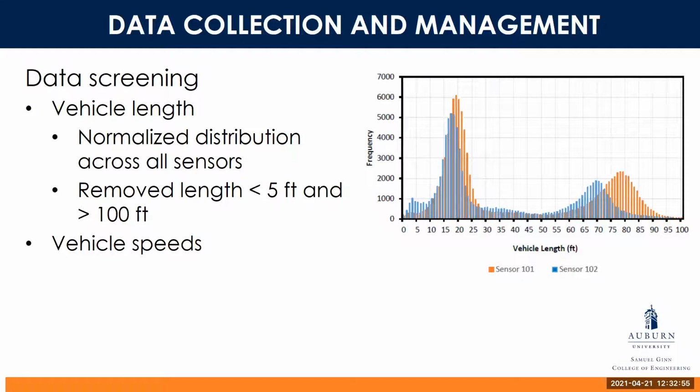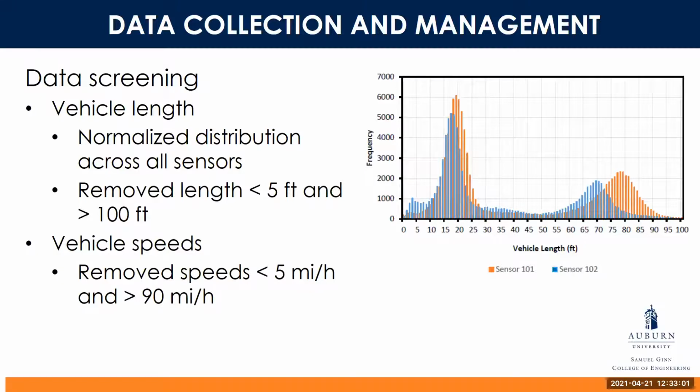We conducted some quality control on vehicle speeds as well with a similar type of logic process, and ended up deciding to remove vehicle speeds less than 5 miles per hour and also greater than 90 miles per hour from further use in our research.